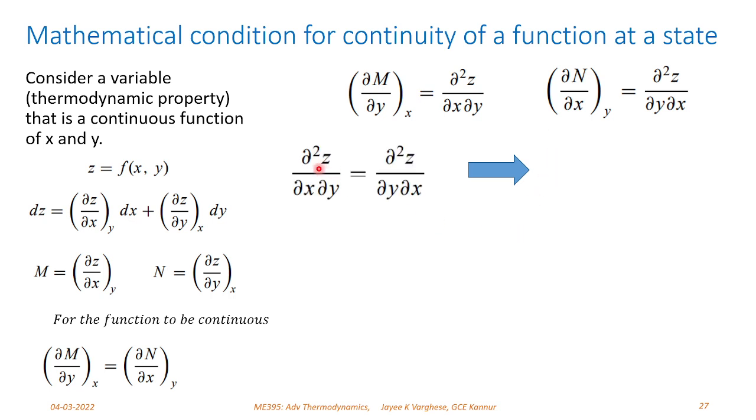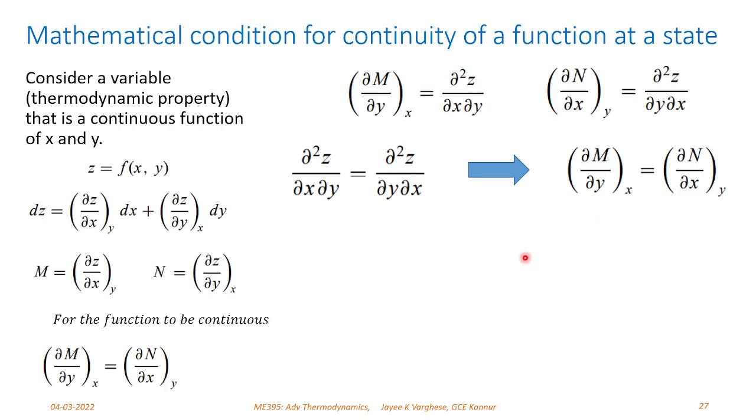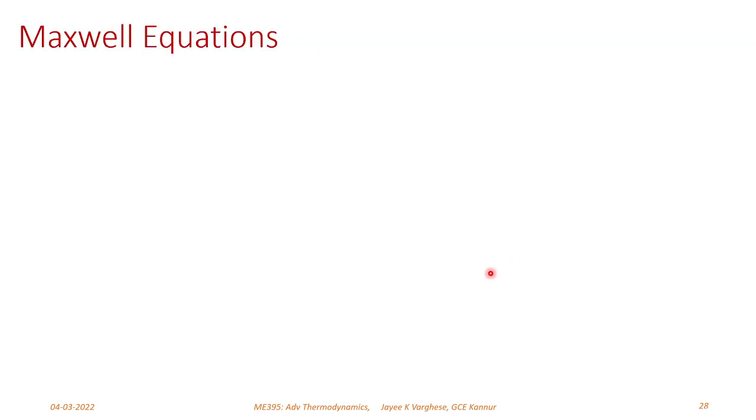So the condition that ∂²z/∂x∂y equals ∂²z/∂y∂x, if this condition is satisfied, we can say that ∂M/∂y at constant x equals ∂N/∂x, or it is a continuous function. For a continuous change of the function, that is for a single phase, we can make Maxwell's equations.